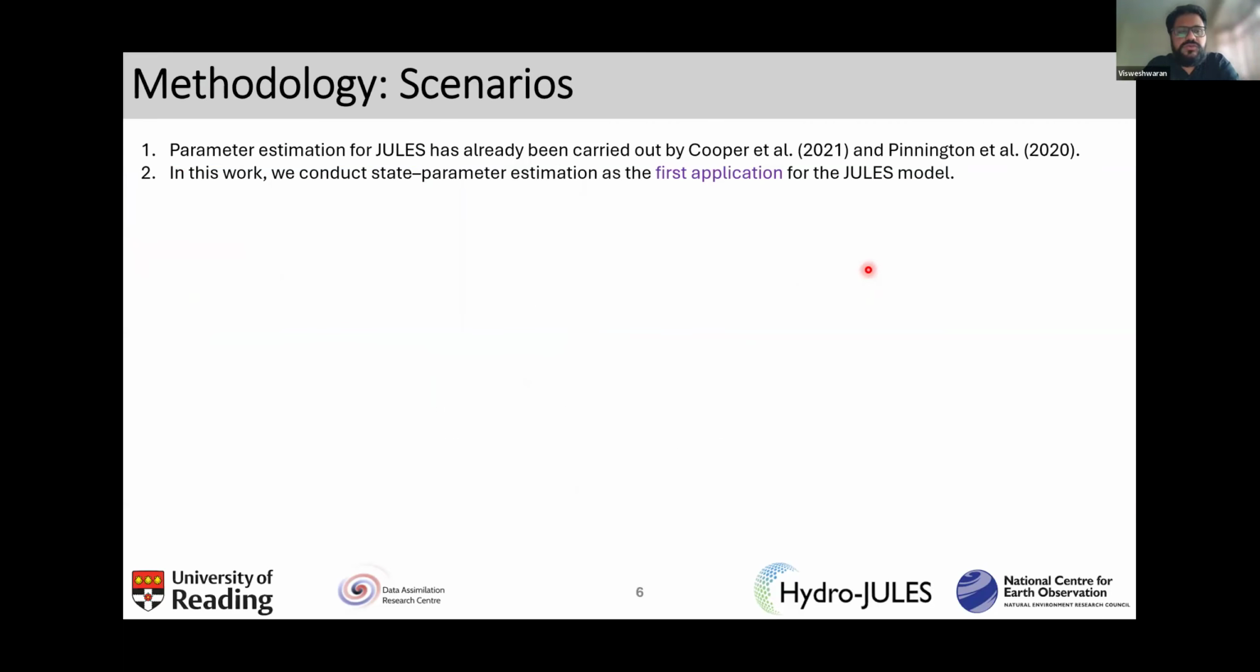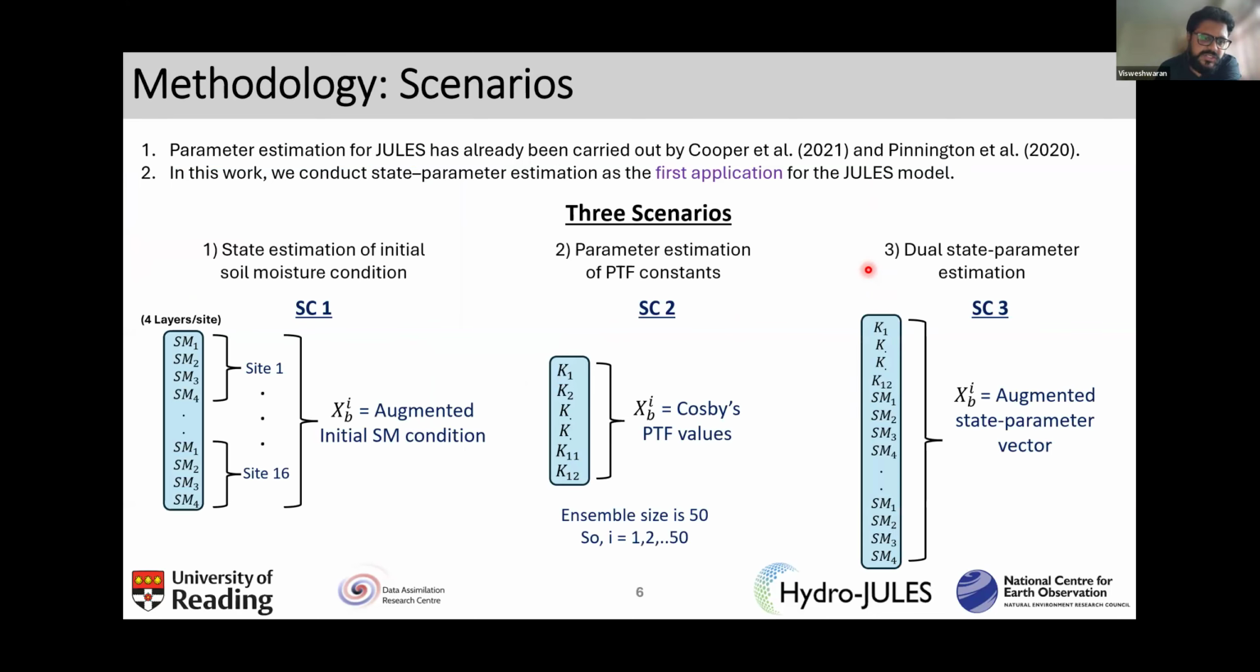So when we talk about JULES, the parameter estimation for JULES has already been conducted by Cooper et al. 2021 and Pennington 2020. However, we performed this state parameter estimation as a first of its application for the JULES model, where in our study we have done three scenarios.